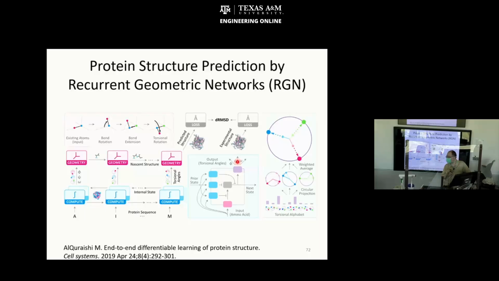Any questions so far? So this RGN in 2019 was recently updated last year. You want to guess one of the major changes in RGN version 2 versus RGN version 1?